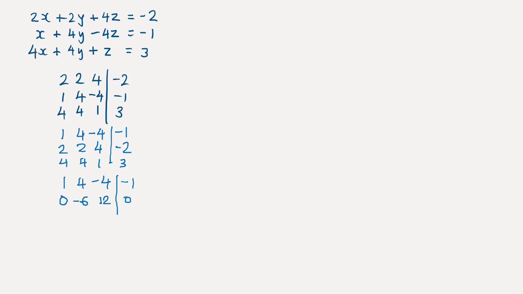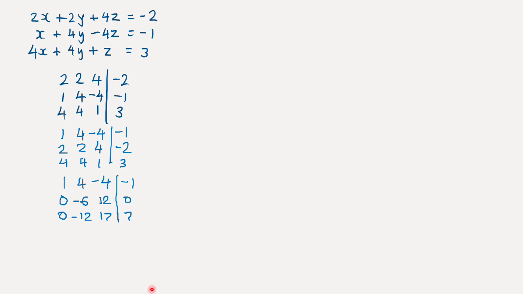And then third row, we're subtracting 4 times the first row, so we'll have a 0 here, and then we've got 4 minus 4 times 4, so 4 minus 16, we'll have minus 12 here. And then we've got 1 minus 4 times minus 4, so 1 plus 16, so 17 here. And then we've got 3 minus 4 times minus 1, so 3 plus 4, we'll have 7 here.